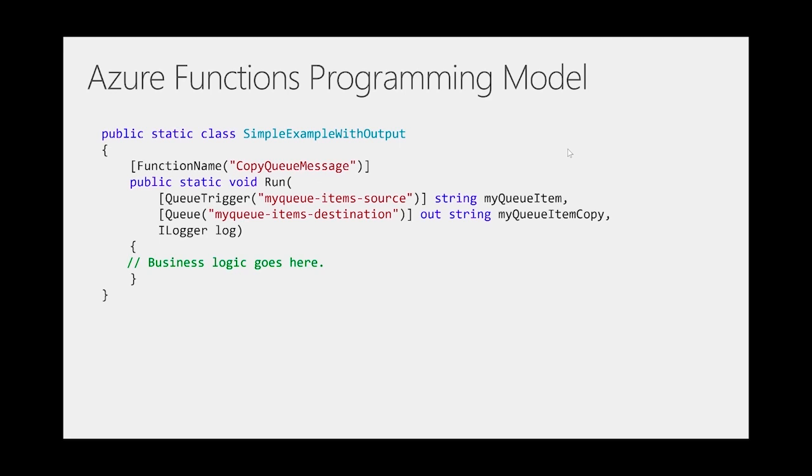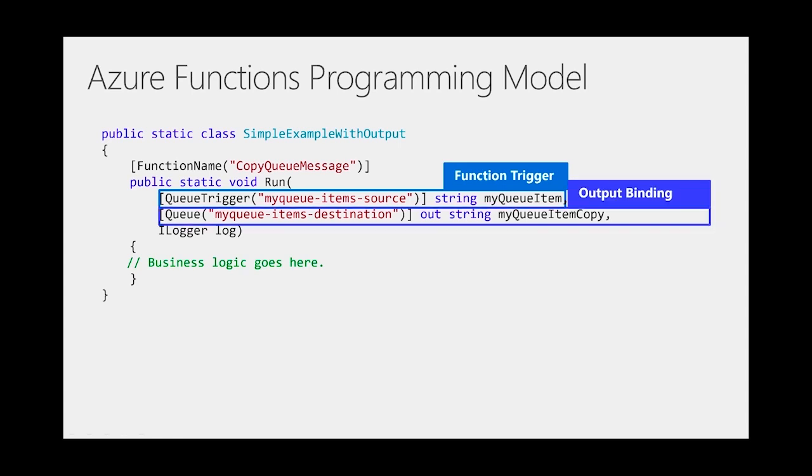Now, it depends on the programming language that you are using. Every language defines the programming model slightly differently. In this example, if you were to use C#, you will add attributes over here, say queue trigger, and that basically tells that if there's a new message coming into the queue, this method Run will get executed, right?